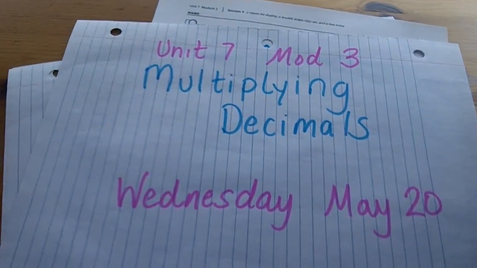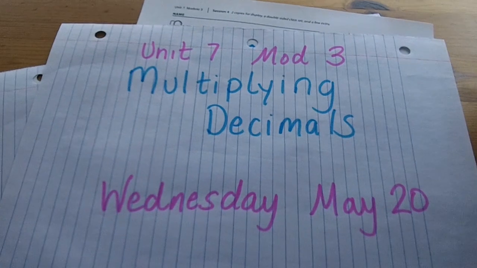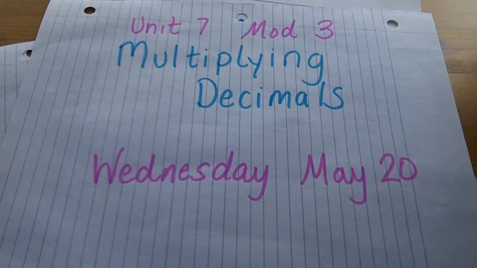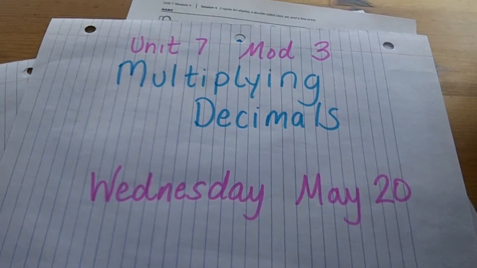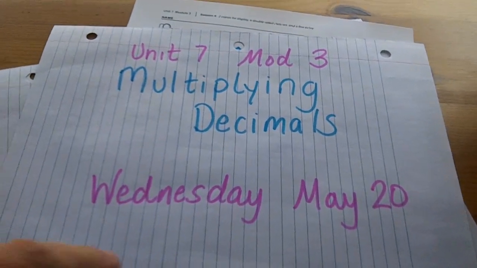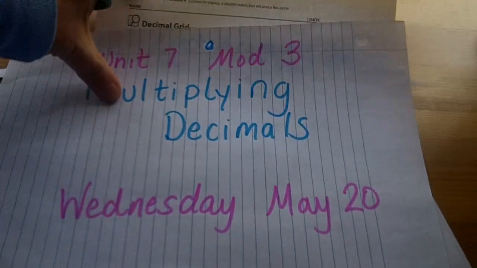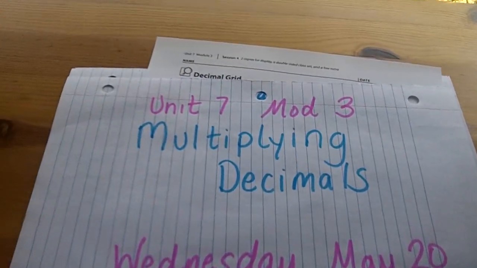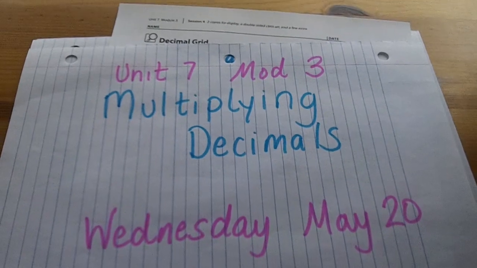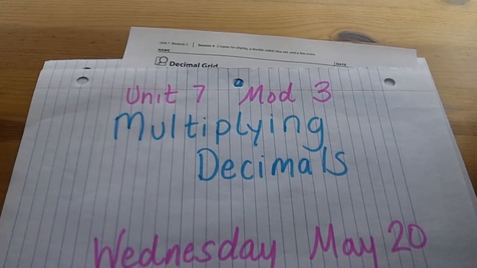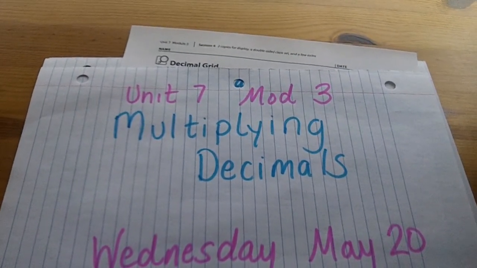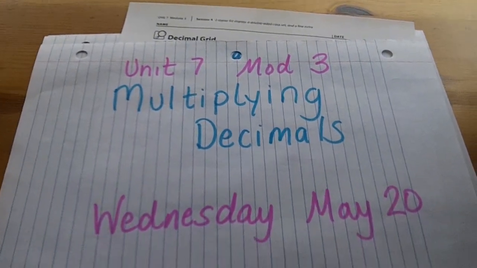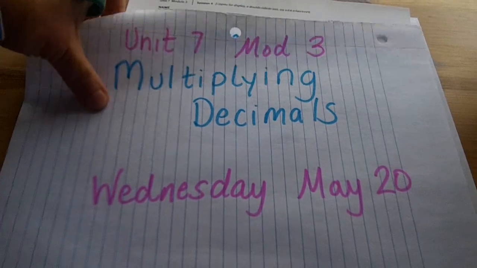Today is the last day of Unit 7, Module 3, and it is Wednesday, May 20th, and we are going to work on multiplying decimals. So multiplying decimals is pretty easy because you know how to multiply already. It's just figuring out where the actual decimal would go and the zero placements as well with bases of 10. So let's take a look at our first problem.